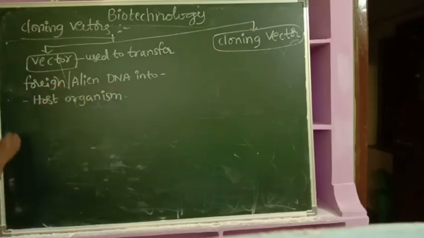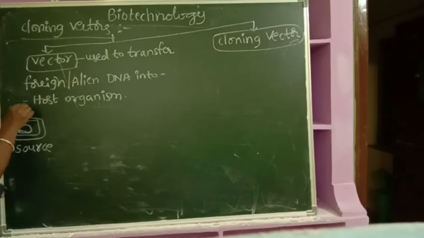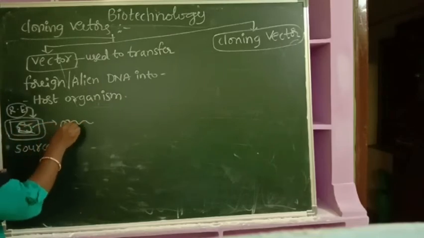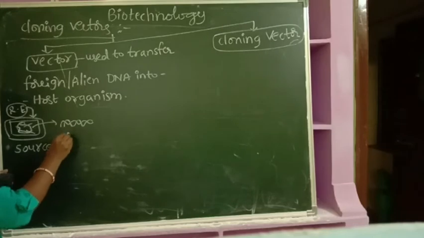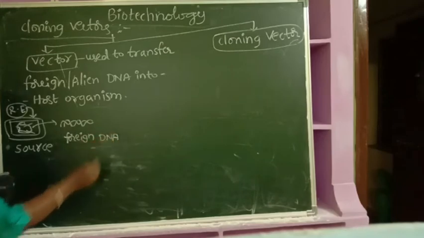What is the meaning of this? For example, we are taking this source organism. It has its own genetic material. Now we are adding a restriction endonuclease enzyme, so it cuts a fragment of DNA. Now the fragment of DNA came, and this is what is called foreign DNA.